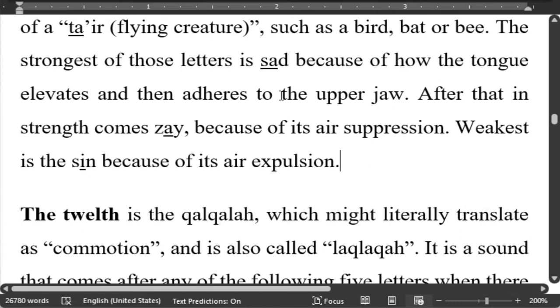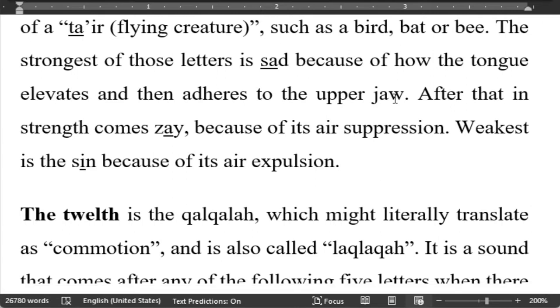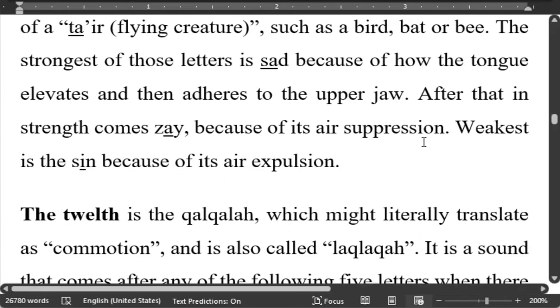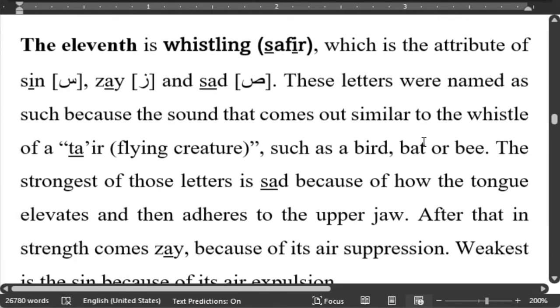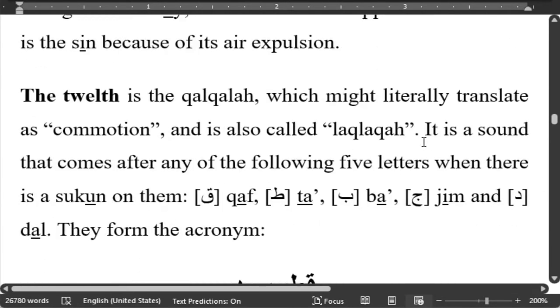The weakest is the seen, because of its air expulsion. Sad also has air expulsion, but sad has tongue elevation and sticking to the upper jaw. So that makes it stronger than seen, which lacks those, except the air expulsion that it has. So that's the attribute of whistling, and those are the whistling letters.